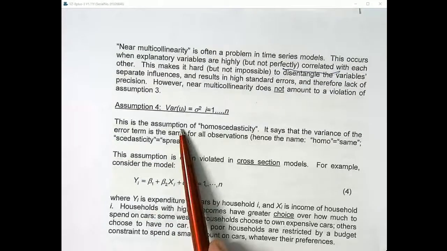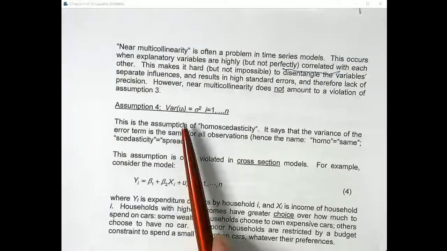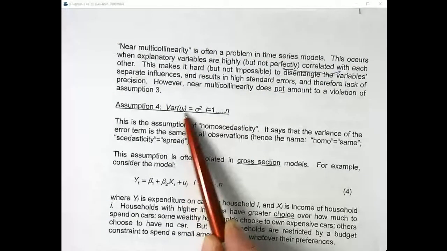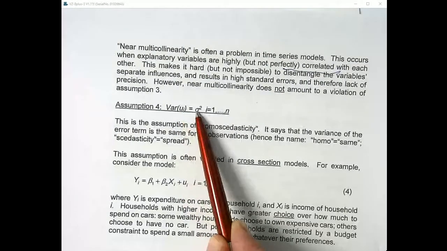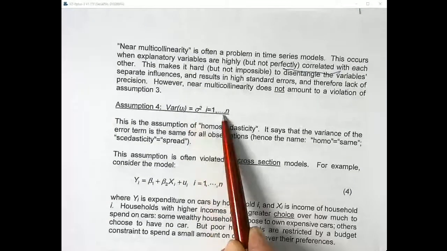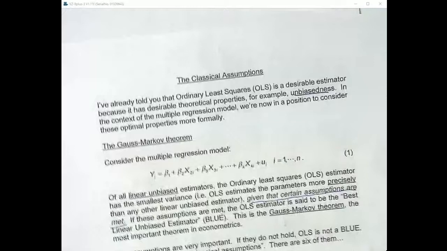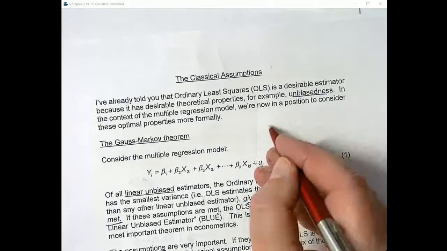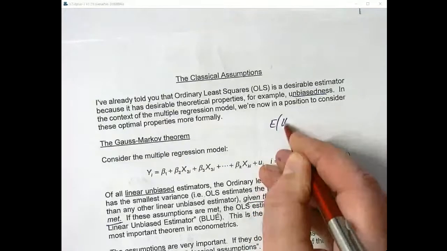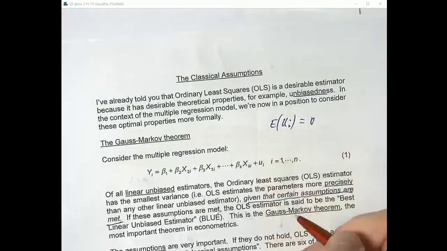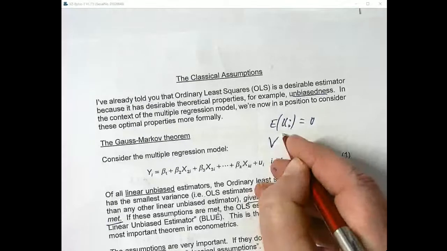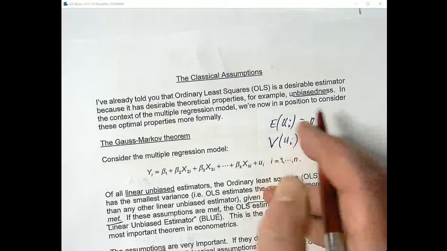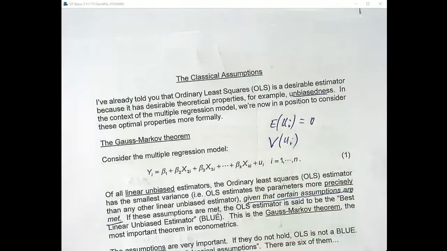Assumption 4 is that the variance of the error term is sigma squared for all i. Now we're talking about the error term again. We've already said the expectation of the error term is 0. That was assumption 2. Now we're saying the variance of the error term, which, remember, variance is just a measure of the spread of the error term.